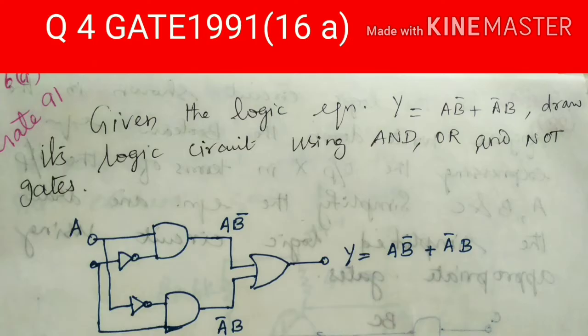Question 4. Given the logic equation y equal to A B bar plus A bar B, draw the logic circuit using AND, OR and NOT gates. Here, NOT gate is given to B and NOT gate is given to A. Then AND gate will give A B bar and A bar B. The inputs are given to OR gate. Y value will be A B bar plus A bar B.